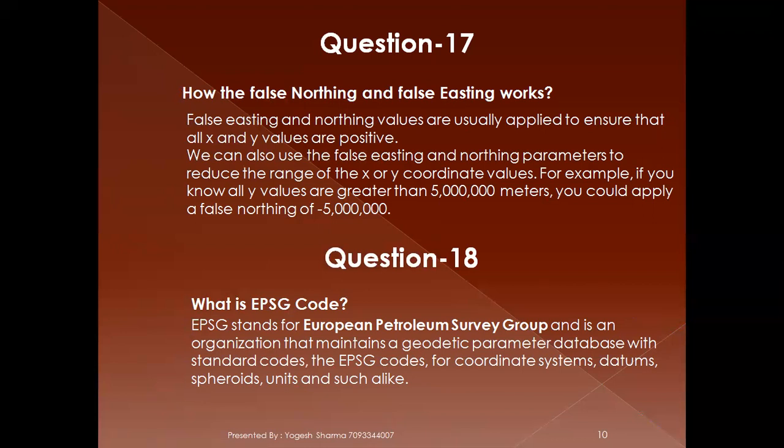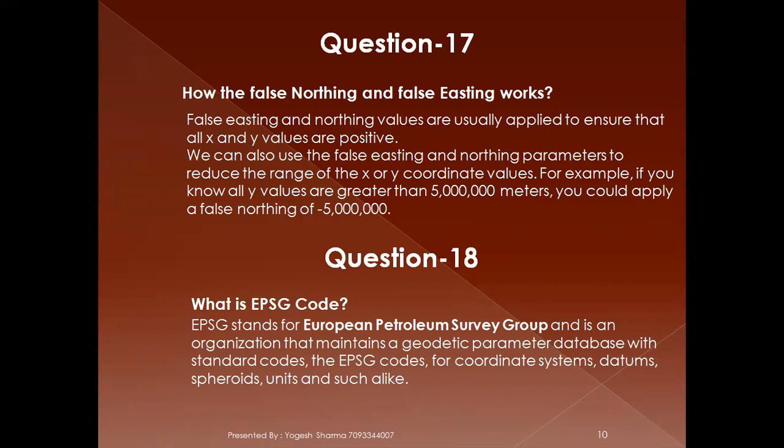So I have some coordinates and all the x coordinates are more than 200 and the y coordinates are more than 400. So I can set the east coordinate as minus 200 and the west coordinate as minus 300. So what will happen? Using that easting and northing mechanism, your coordinate length will reduce. This is also one of the uses of the false northing and false easting.